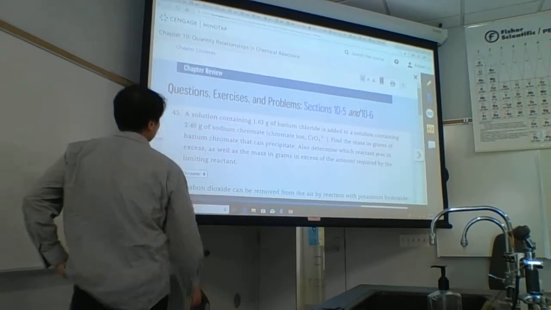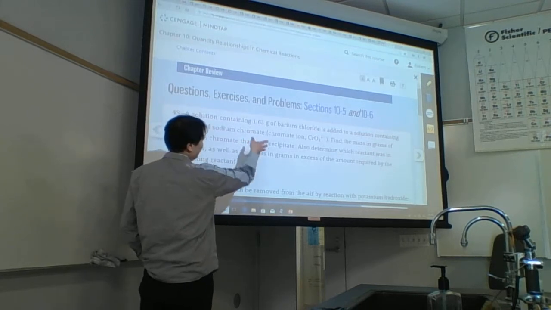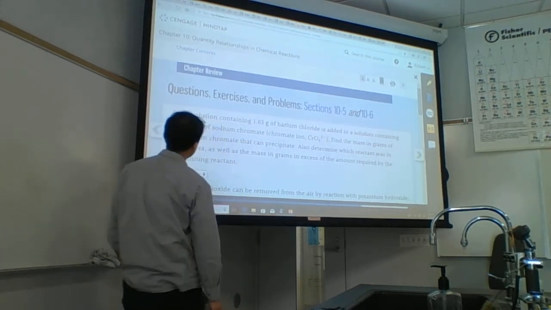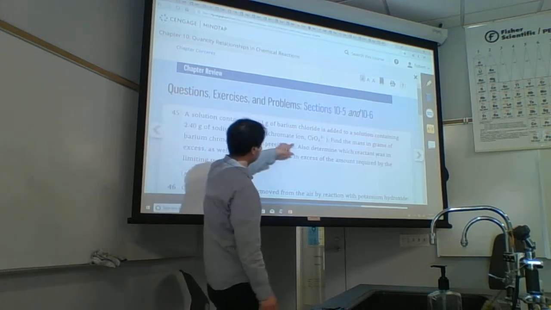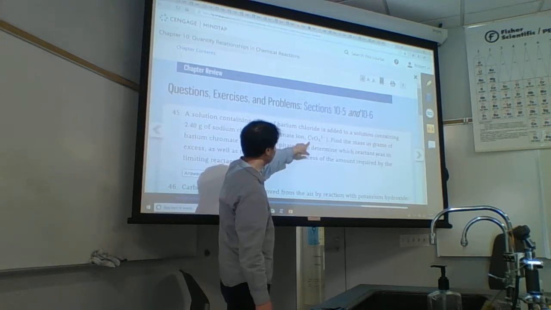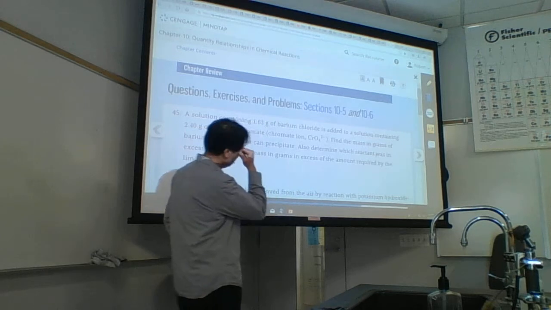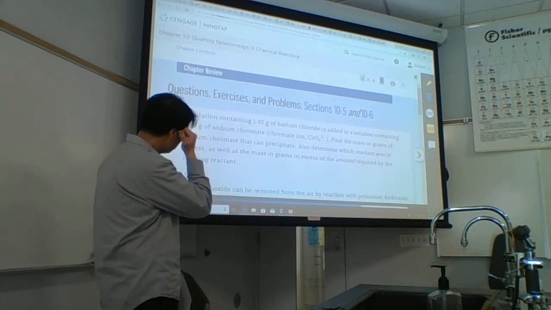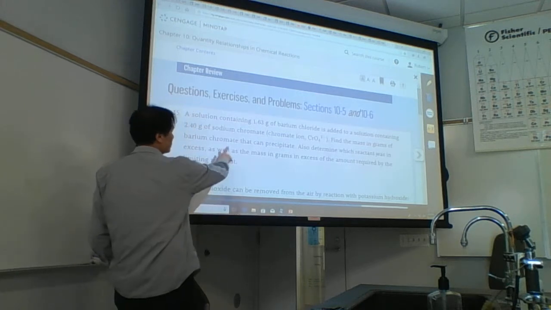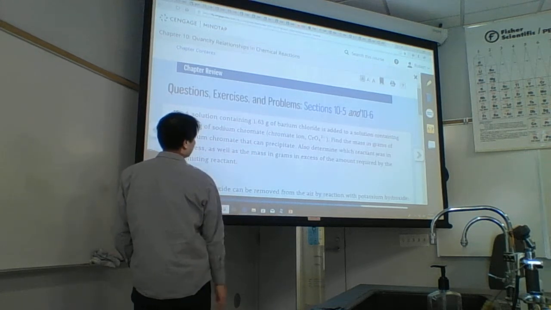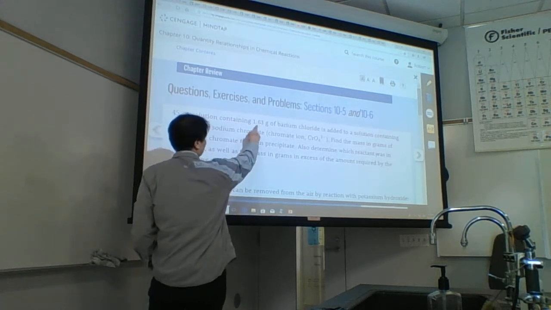So number 45, a solution containing 1.63 grams of barium chloride is added to the solution containing 2.40 grams of sodium chromate. I wouldn't give you the formula for chromate. I'd expect you to know what the formula is, which is a little more generous there. So this is a metathesis reaction, so we have to predict the product to balance it. But anyway, we're given two.